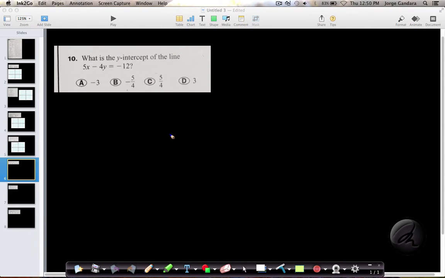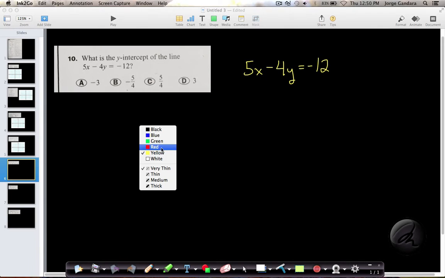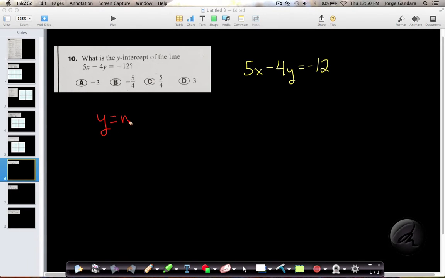Number 10. What is the y-intercept of the line 5x minus 4y equals negative 12? So what is my y-intercept? All right, well, I want this equation to look like my traditional y equals mx plus b, where b is the one that I'm looking for, my y-intercept.